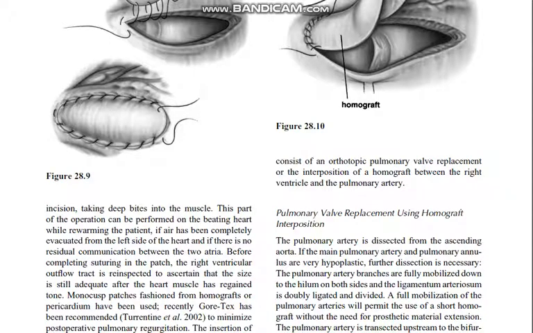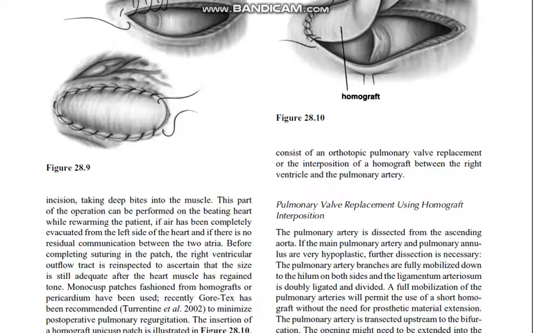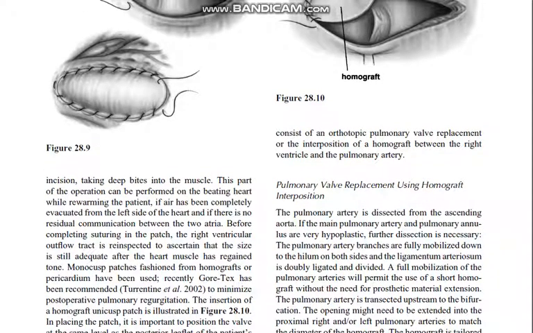This part of the operation can be performed on the beating heart while rewarming the patient, if air has been completely evacuated from the left side of the heart and if there is no residual communication between the two atria. Before completing suturing in the patch, the right ventricular outflow tract is re-inspected to ascertain that the size is still adequate after the heart muscle has regained tone.